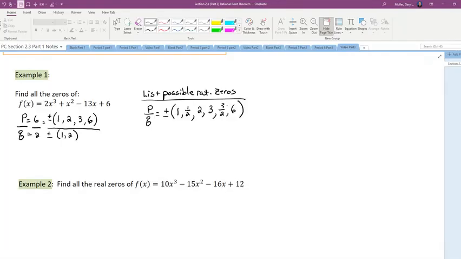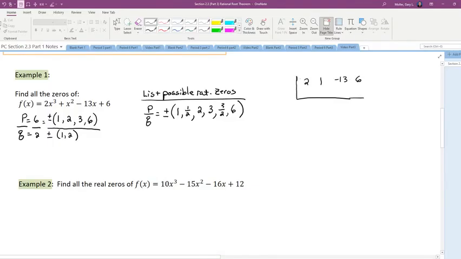So now what we're going to do is find out if any of these are zeros. In other words, if I plug them in, do I get 0 as an answer? But I also know a better way of doing that. It's called the remainder theorem. If I do synthetic division with these numbers and the remainder is 0, then I know it is a 0. So I'm going to come over here and write 2 and 1 and negative 13 and 6.